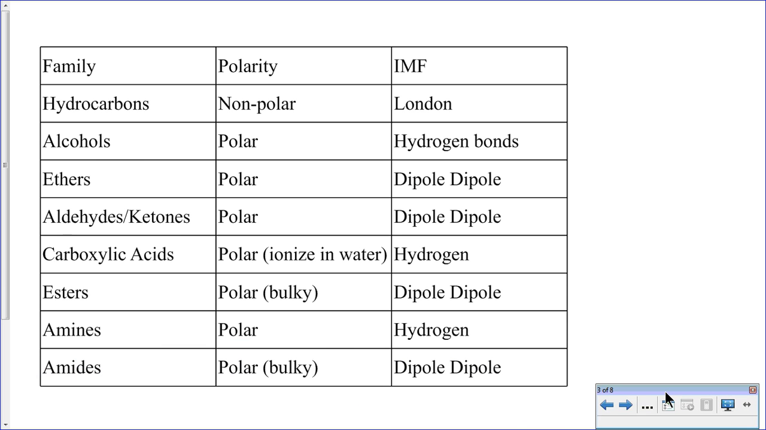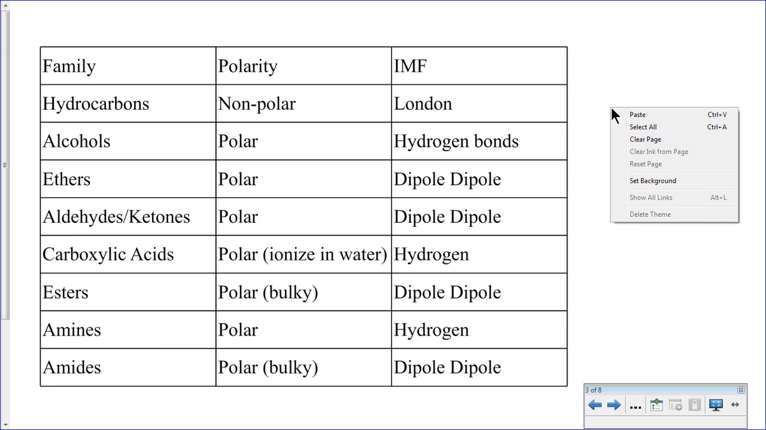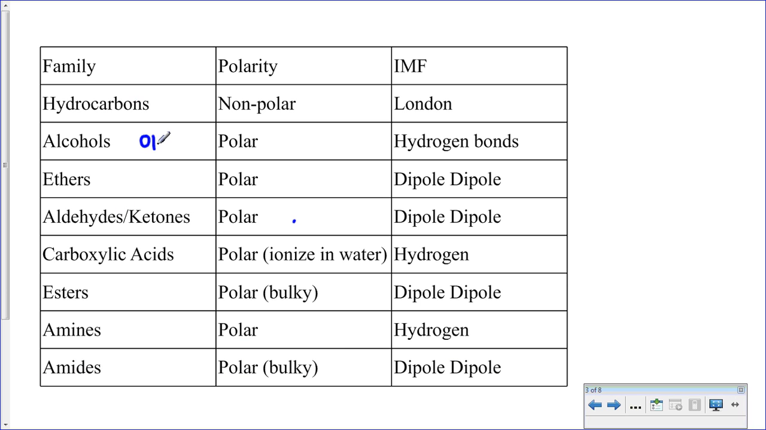This chart summarizes by family the polarity and in turn the intermolecular forces for each of the different families. So for the hydrocarbons, as we discussed, because the only bonds within them are CH bonds, they'll be nonpolar molecules, so the intermolecular forces that they will have between them are London forces. When you have alcohols, they have the functional group of OH, which is a polar bond, leading these to be polar molecules, and because it's OH, we can accommodate hydrogen bonds.